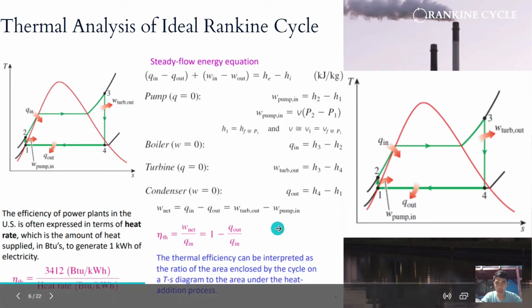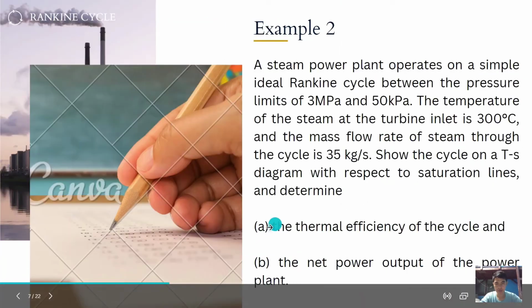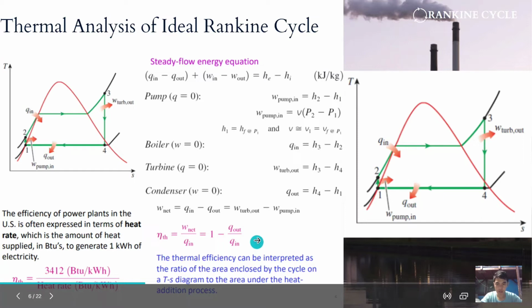So that is the efficiency. Our efficiency is equal to work net over heat in, or equal to 1 minus heat out over heat in. The thermal efficiency can be interpreted as the ratio of the area enclosed by the cycle on this diagram to the area under the heat addition process. So those are the formulas.